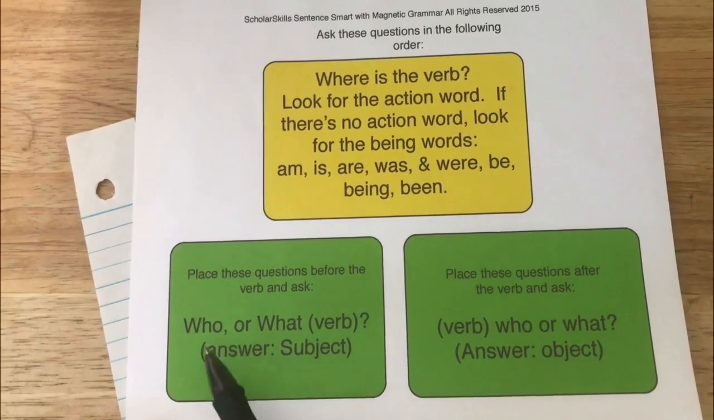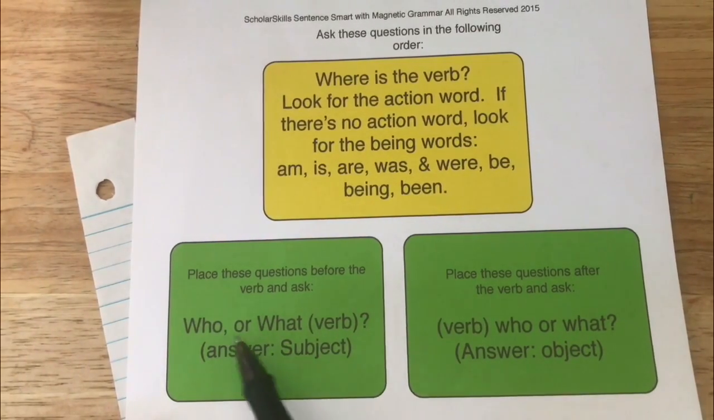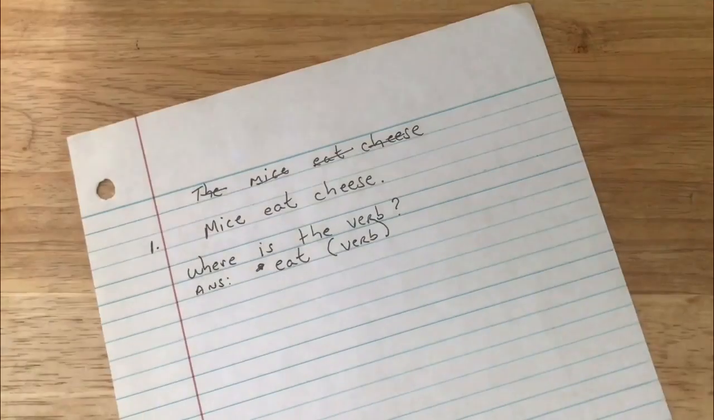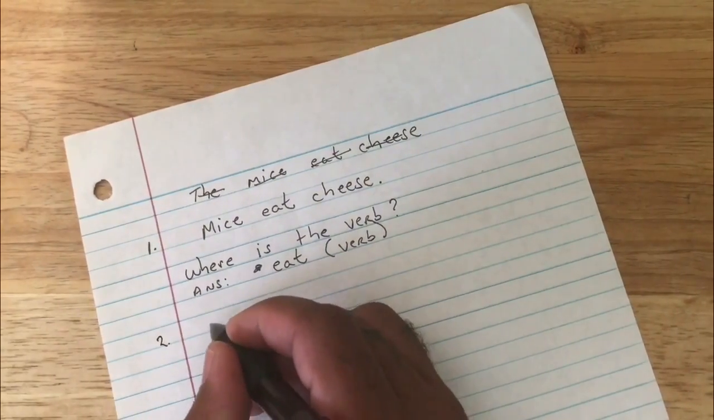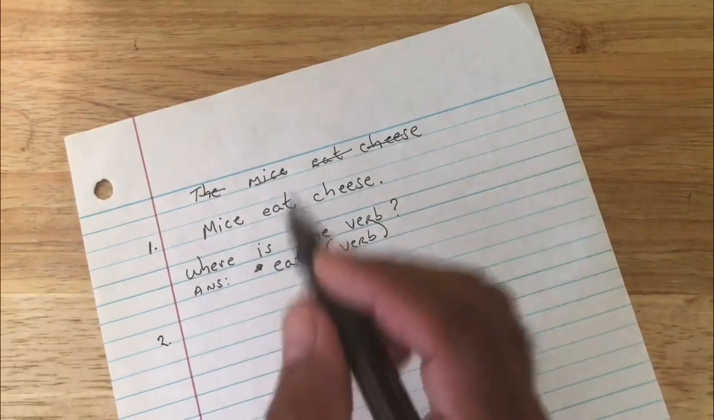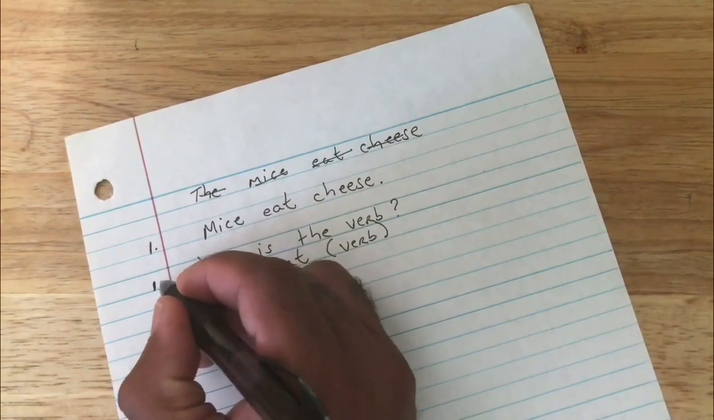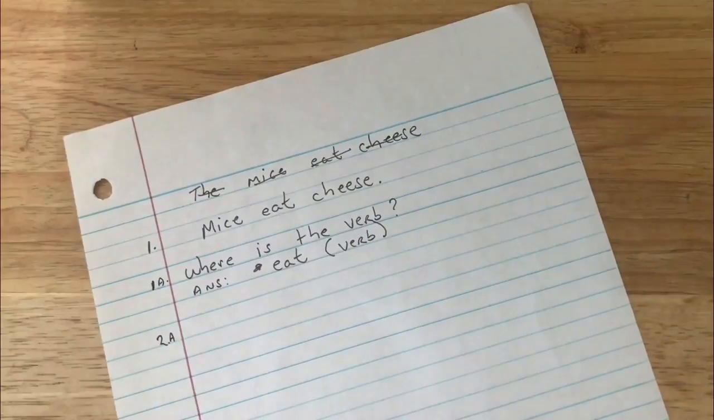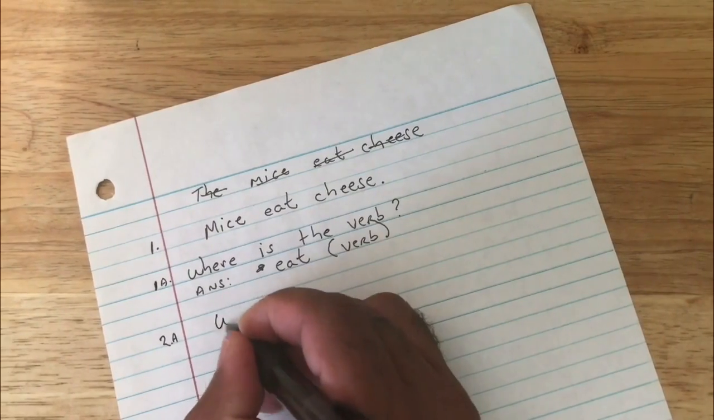My next question is, I take the words who or what and I place them right in front of the verb. Who or what verb? Okay, so I can do it this way. Question 2 would be, this is really question 1 here, or 1A, and call this 2A. Okay, where's the verb? And so my next question is, who or what verb?